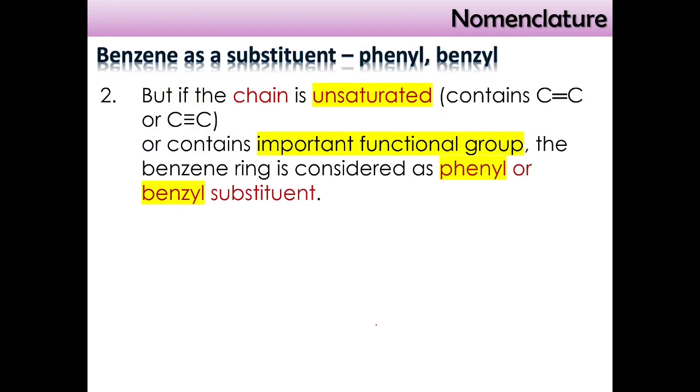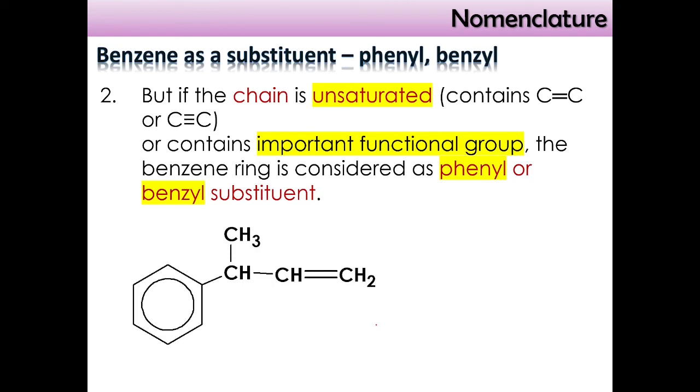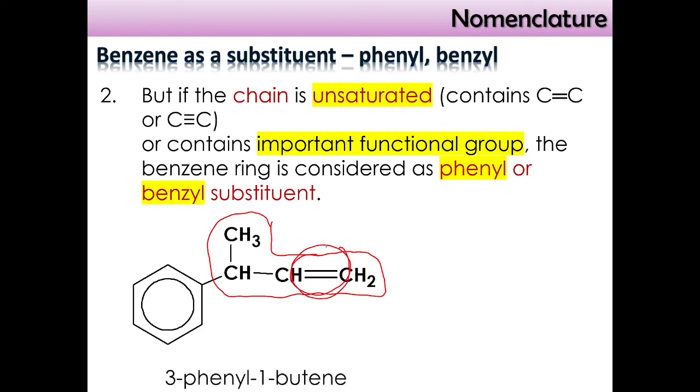But if the side chain contains an important functional group or unsaturated double bond, triple bond, you can consider the benzene ring as the substituent phenyl or benzene. Okay, for example, this one. Even though only 4 carbon, but this one is having unsaturated bond here. So this one, 3-phenyl, 1-butene. So the numbering will start from here. 1, 2, 3, 4. Priority is given to the side chain with unsaturated or important functional group.